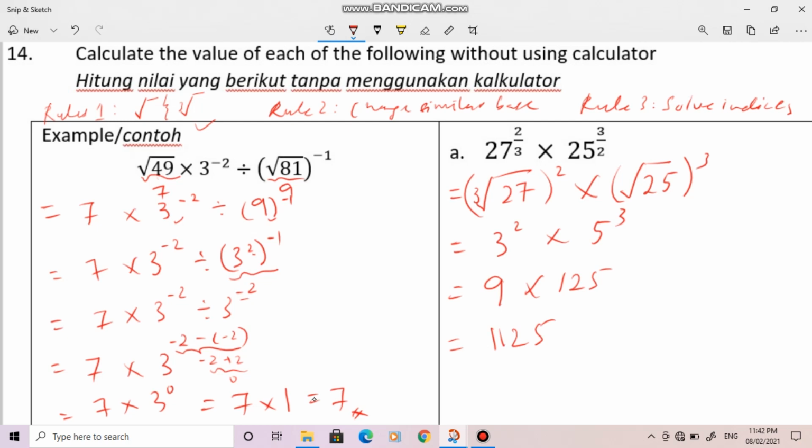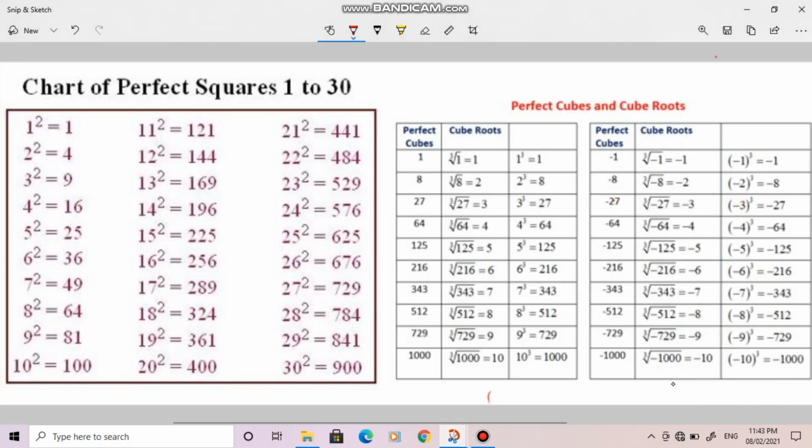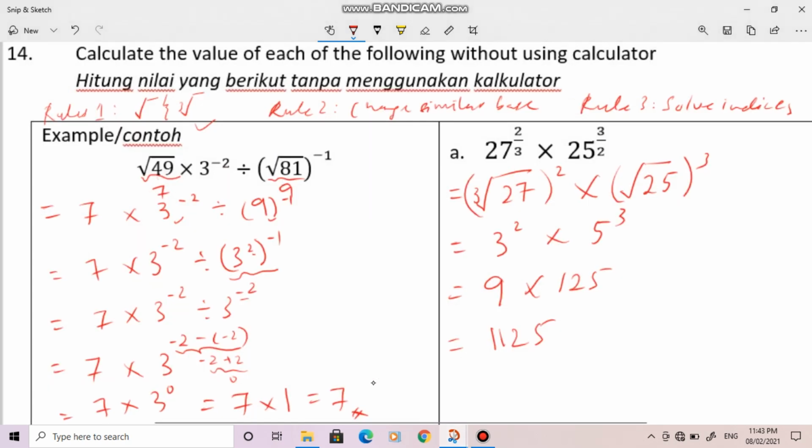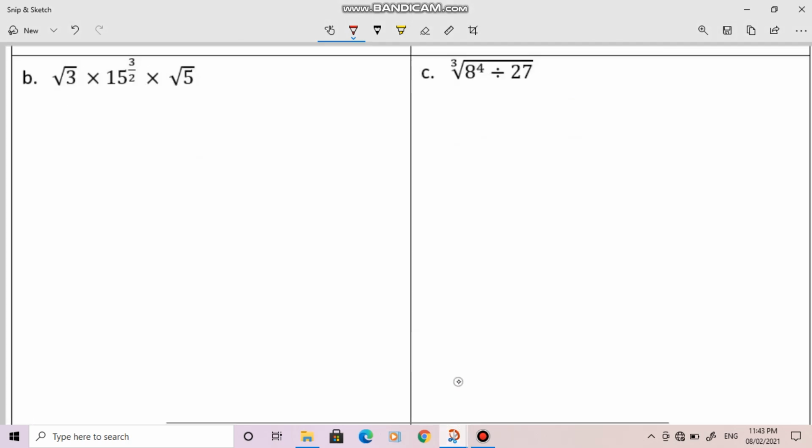Okay, some of you might question how teacher gets square root of 25 is 5, cube root of 27. This one you have learned before in Form 1. You will still remember the perfect square numbers, right? Perfect square numbers and the perfect cube numbers. All of you must memorize all this so you won't have any problem in indices. Okay, let me show you the third example.